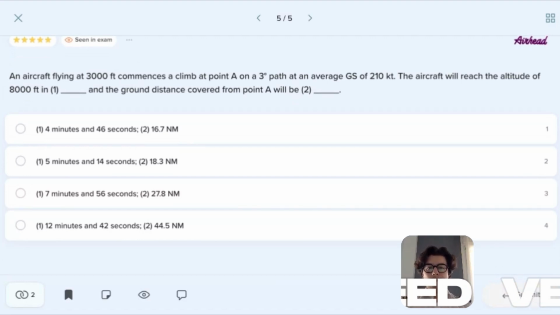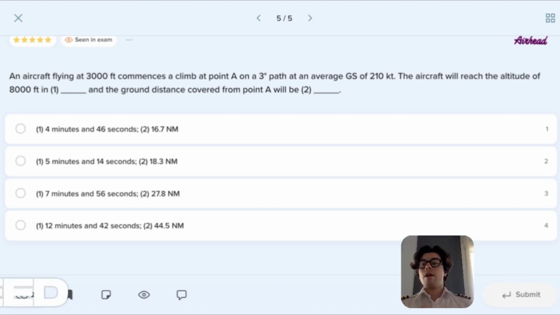And now for the last question, an aircraft flying at 3,000 feet commences a climb at a point A on a 3-degree glide path with an average ground speed of 210 knots. The aircraft will reach the altitude of 8,000 feet at a certain time and will cover a certain distance. The trick that you have to watch out for is that we are going to climb 5,000 feet. So the vertical distance we need to cover is 5,000 feet on a path of 3 degrees. Rule of thumb for the 3-degree glide slope or climb is that your ground speed times 5 is your vertical speed. So in this case, your vertical speed for the 3-degree glide path will be 1,050 feet per minute. That means that 5,000 feet will be covered in 4 minutes and around 45 seconds.